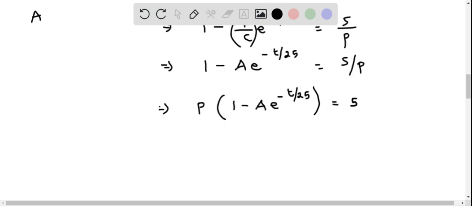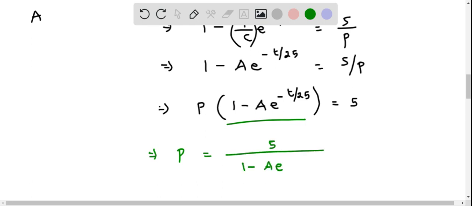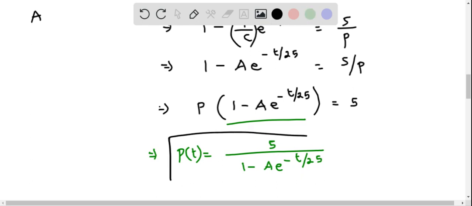Now we divide both sides by this expression to solve for p. So therefore we write p, and this equals 5 divided by 1 minus a e power negative t by 25. So basically this one is the p of t. So this is the expression or the solution of the differential equation. P of t equals 5 divided by 1 minus a e power negative t by 25.